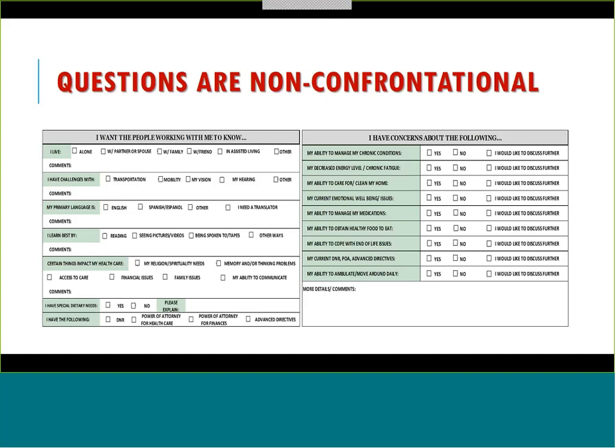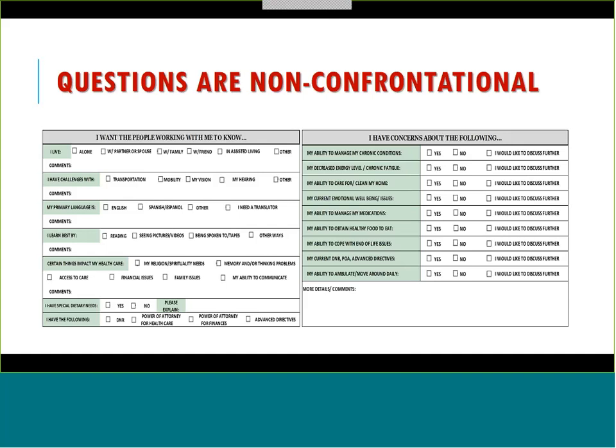And as you see, we can go through a lot of things. How are they living? What challenges are they faced with? What's their main language? I learn best by. Sometimes we forget to ask those things. Maybe they don't like looking at pictures and videos, and we're always putting some kind of video in front of them when they're in the office. Maybe they do best just by speaking.